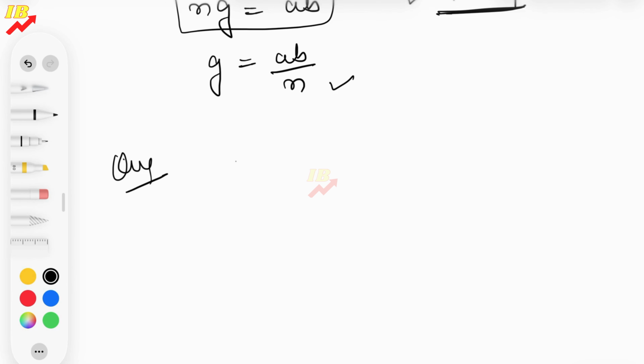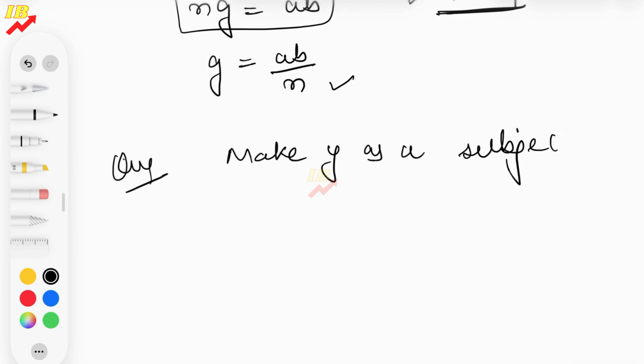Another question. Sometimes there is a requirement of solving any question, right? If it is 9x plus 3y equals 4x plus 4, and you have to make y the subject, right? So I can see that x and x, these are like terms, right? So you can solve it.